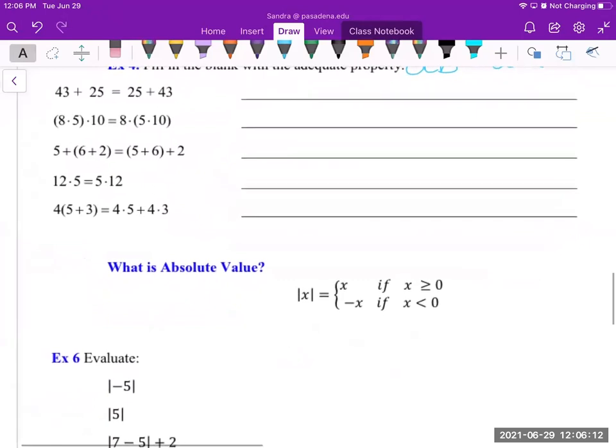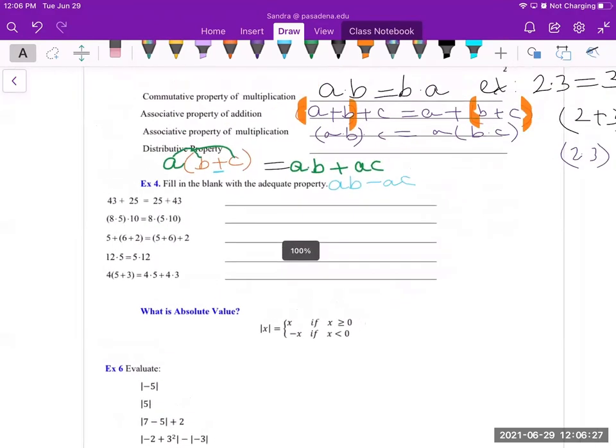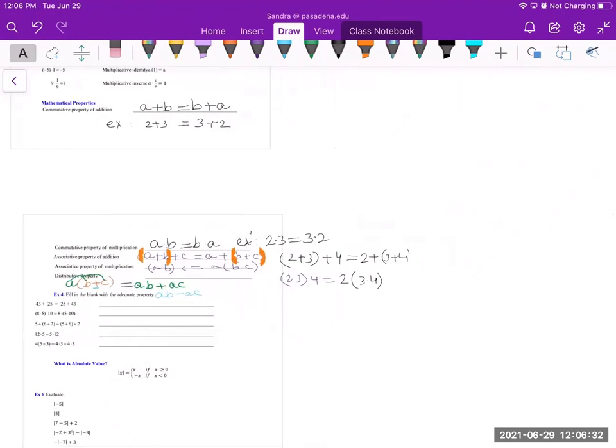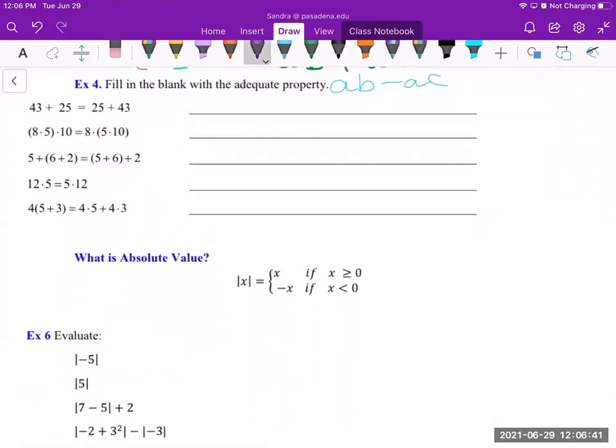Okay, right here, the only thing that you have to do is identify what type of property we are using. Fill in the blank with the adequate property. So I have 43 plus 25. It's equal to 25 plus 43. So in this case you kind of have to observe all of the properties that you have on the paper, and you have to decide what type of property you have. So I hope you guys can see that this one will be considered to be commutative property. So this is a commutative property of addition.